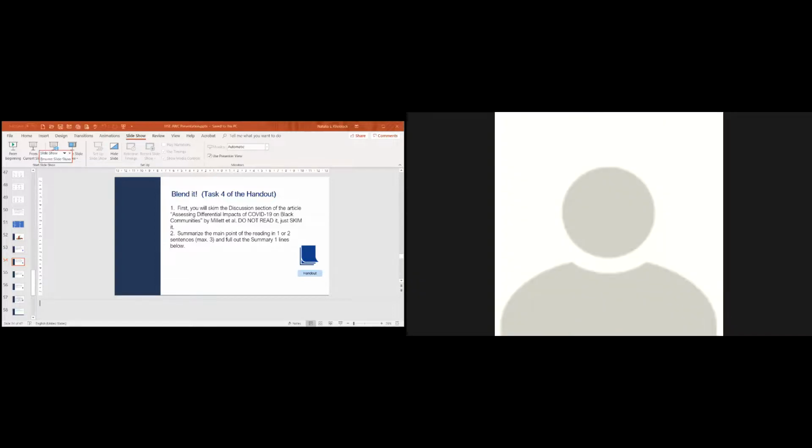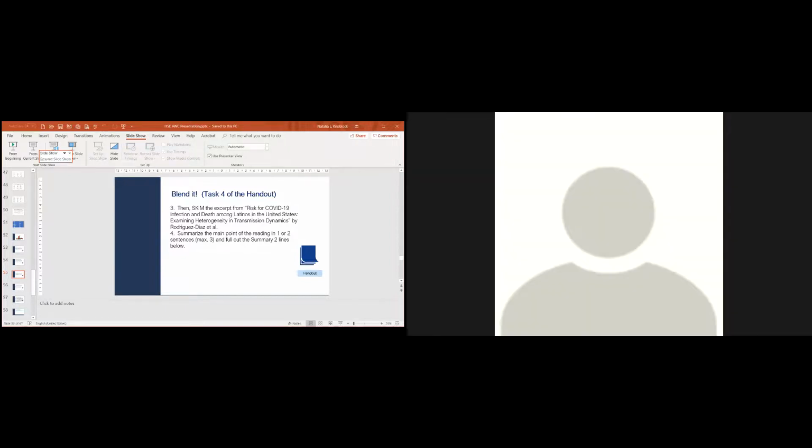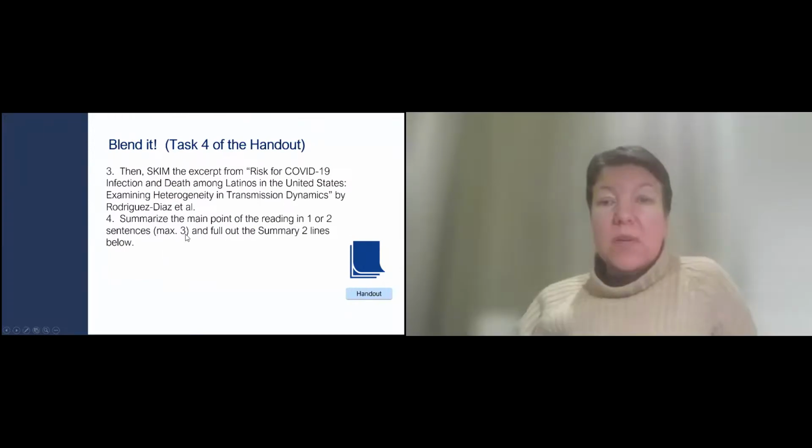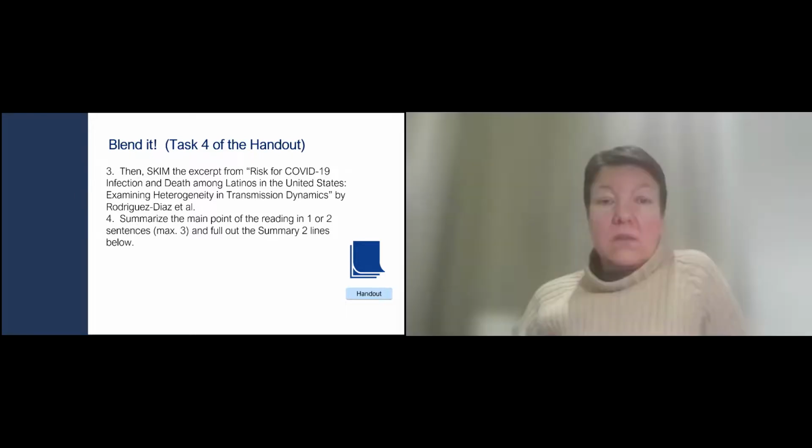National observation, the first national observation of the different levels of Latinos' disease and mortality in different parts of the country. Yes, and what did they find? Very good. What did they find? They found very different levels of the disease and mortality. Yes, very good. Different levels of infection and death.